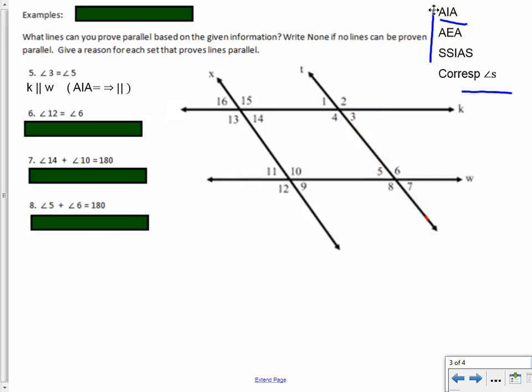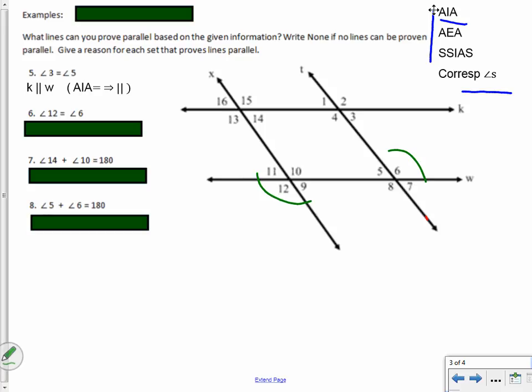Let's look at our next one. Angle 12 equals angle 6. Here is 12. Here is 6. Okay? Again, we have to think, does that satisfy any of our angle relationships?